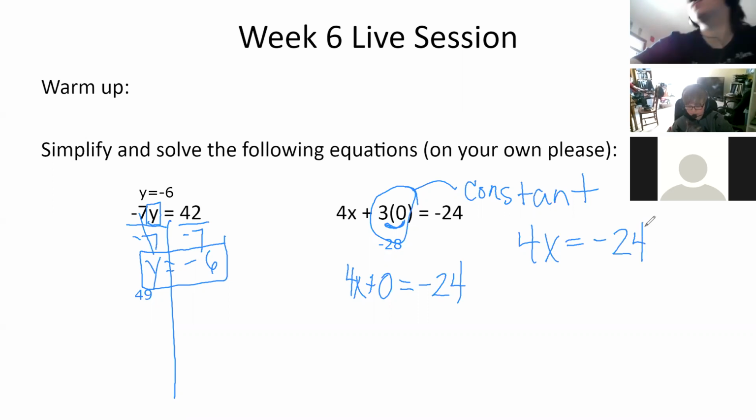So that 0 kind of falls off, and we're just going to say 4x. It falls off because I don't really need to type anything about it. We can leave it because if we would subtract 0, it's kind of pointless because subtracting 0 just leaves the number.